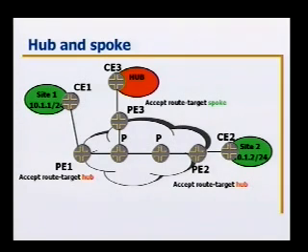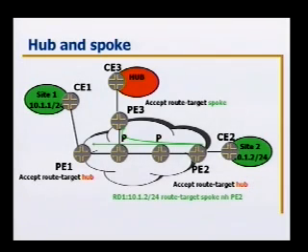So we said we have two communities, community spoke and community hub. The spoke sites are only going to accept routes with community hub, and the hub site is going to accept routes with community spoke. So let's see the route advertisement from PE2 for prefix 1012/24, which belongs to site 2. This prefix is going to be advertised with a route target of spoke. And it's going to be advertised to all the PEs in the network.